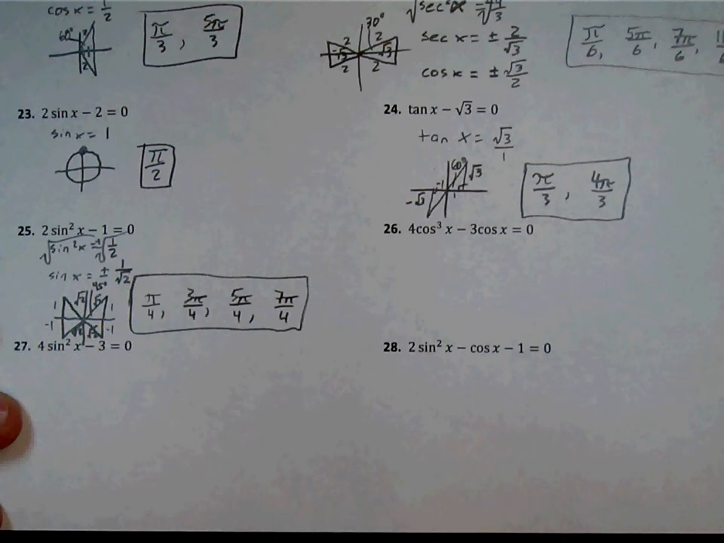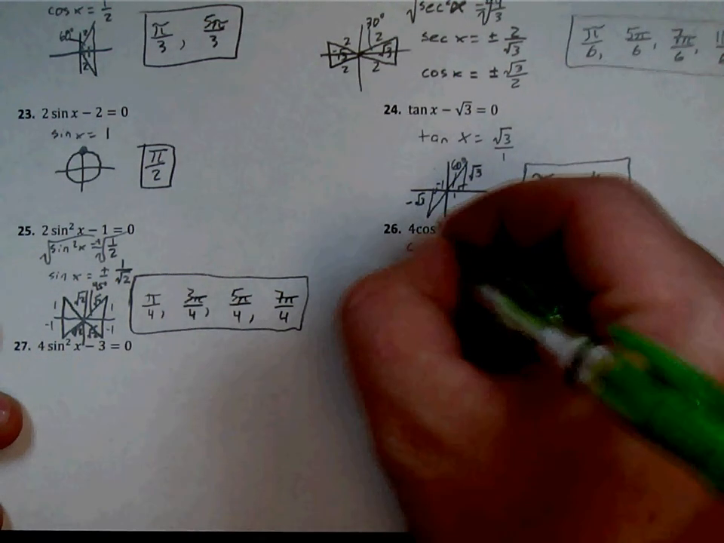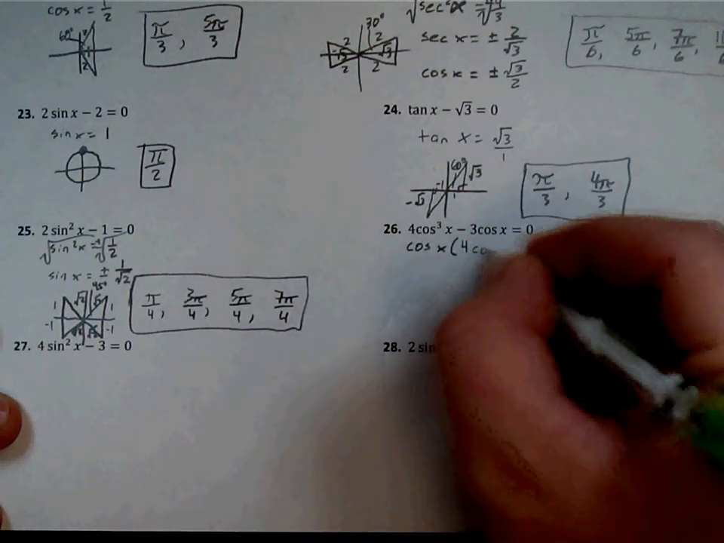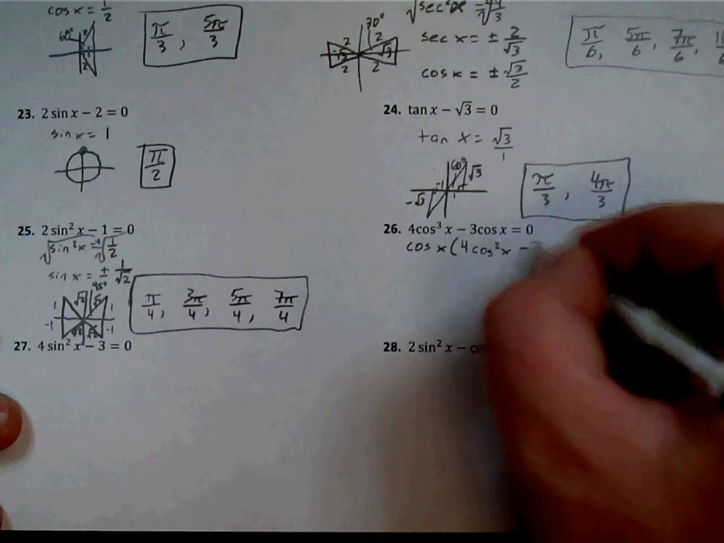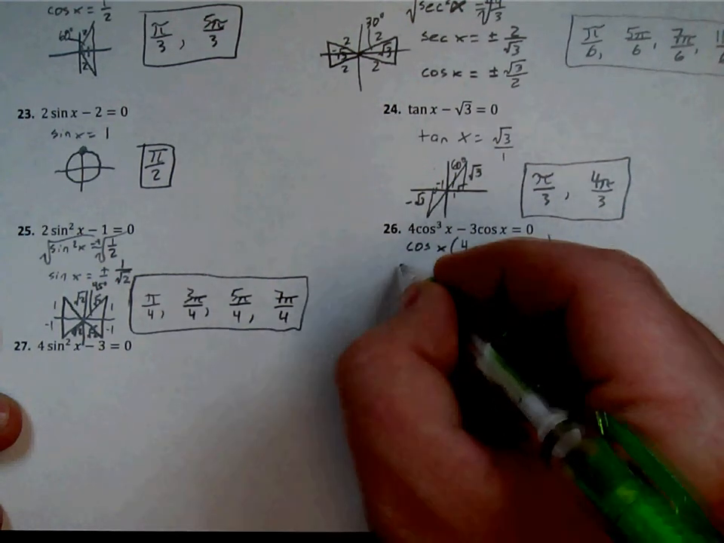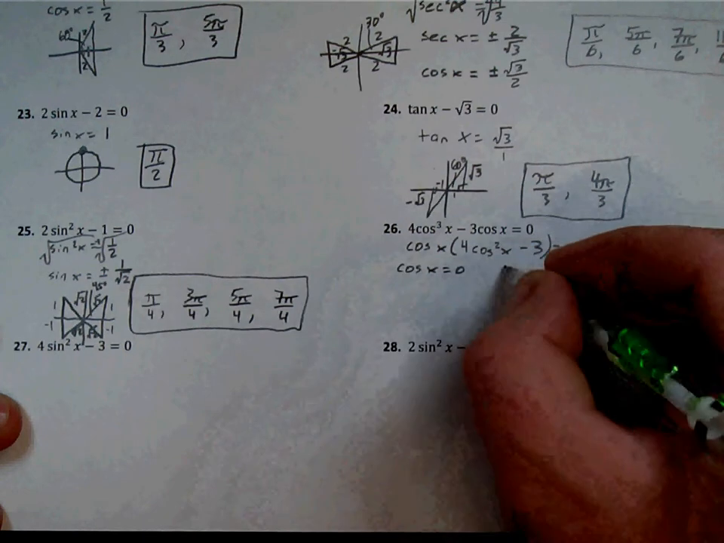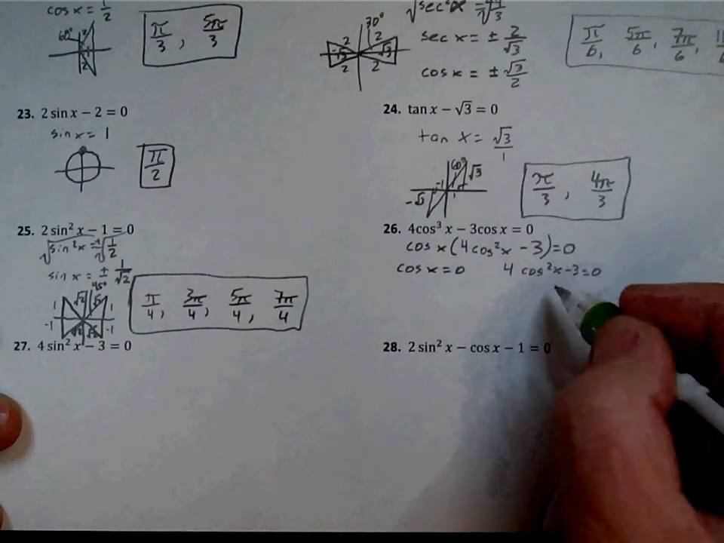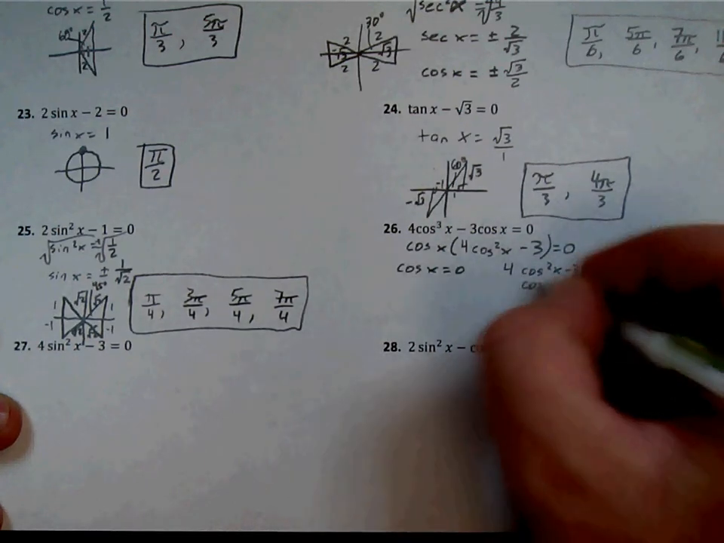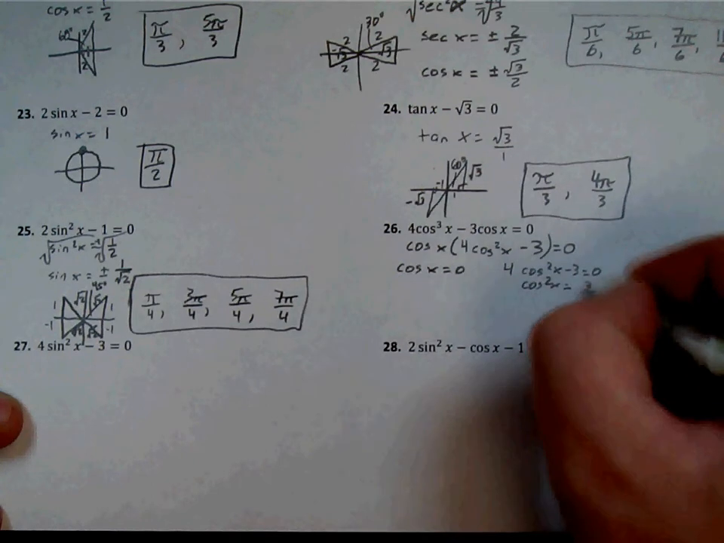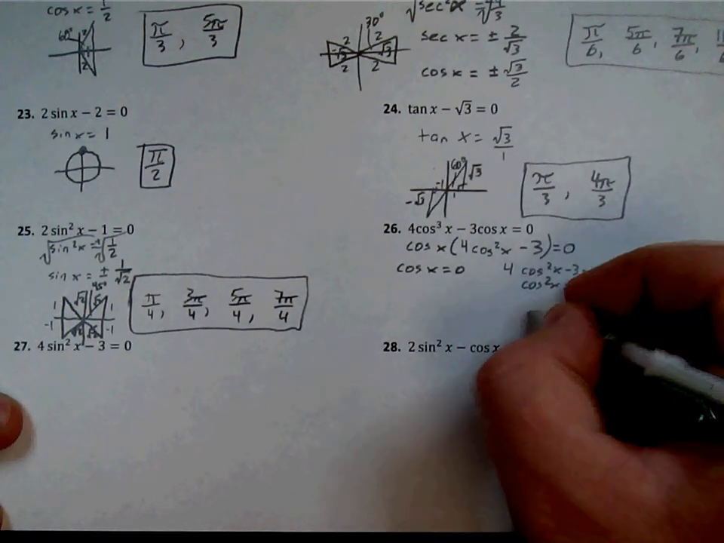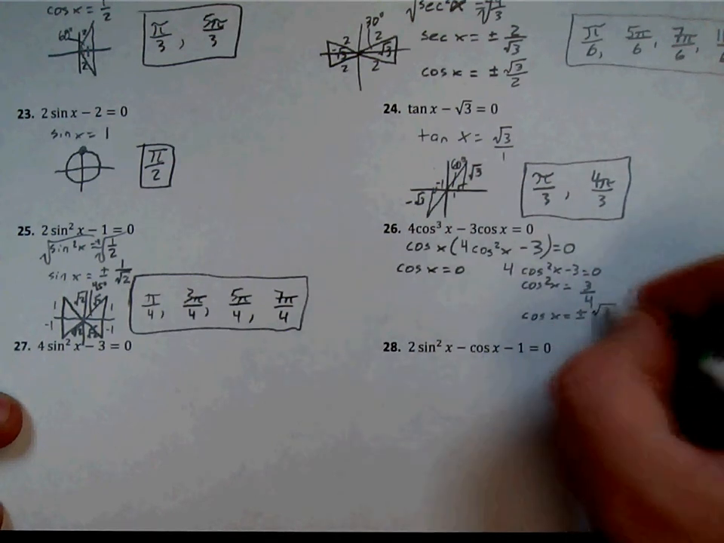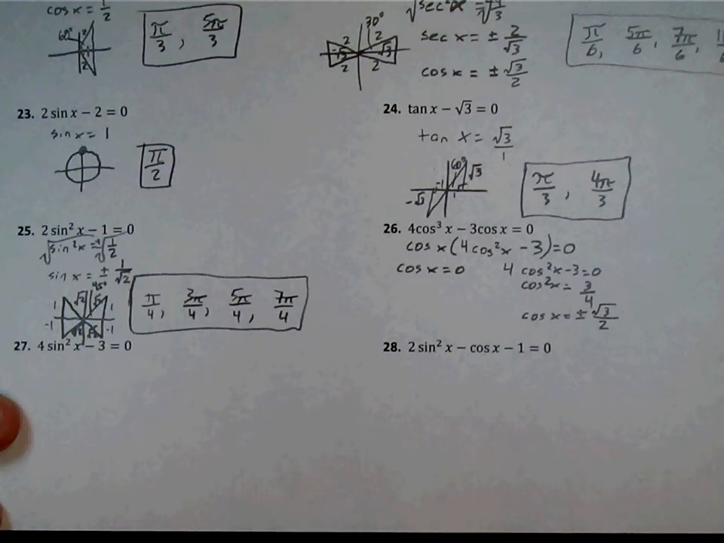Number 4, we're going to be able to factor out a cosine of x, leaving us with 4 cosine squared of x minus 3. So we have cosine of x equals 0. We get 4 cosine squared of x minus 3 equals 0. And that second one I've got to solve. Add 3 divided by 4, so 3/4. Then I've got a square root, along with plus or minus. So plus or minus square root of 3 over 2, as the square root of 4 is 2.